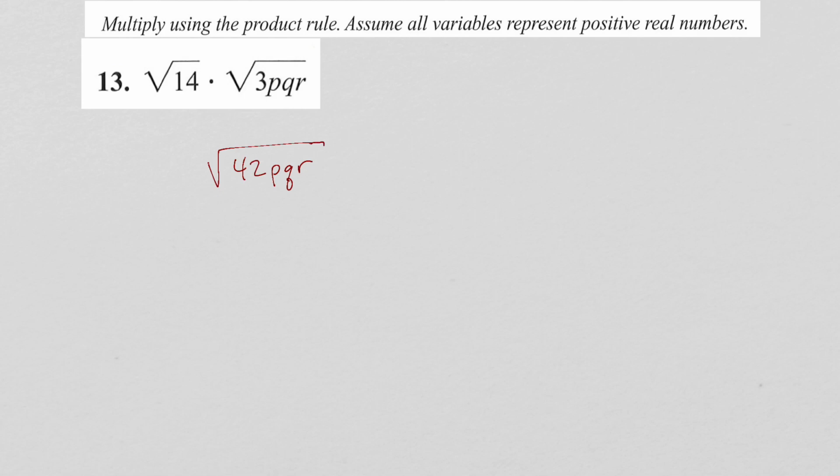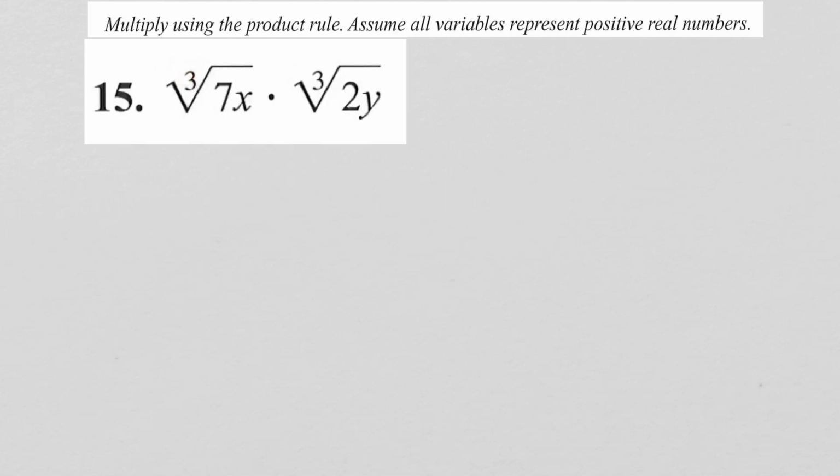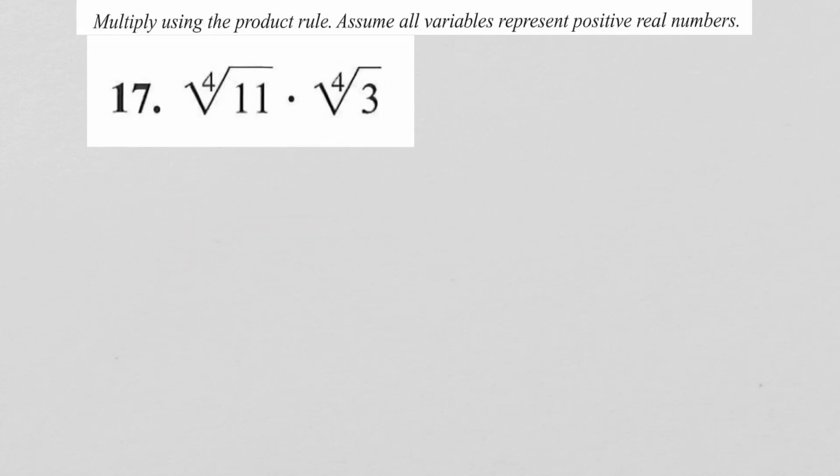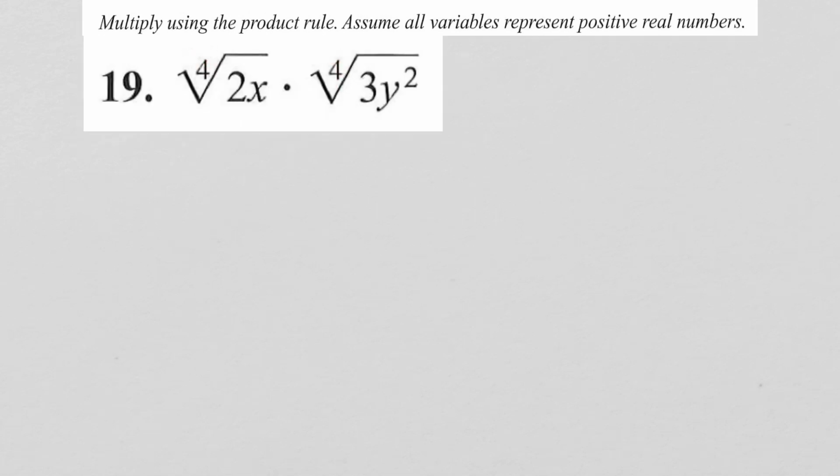PQR. The indexes match, so we multiply and we get the cube root of 7 times 2 is 14xy. The indexes match, so we multiply and we get the 4th root of 11 times 3 is 33. Here the indexes match, so we multiply and we get the 4th root of 2 times 3 is 6xy squared.